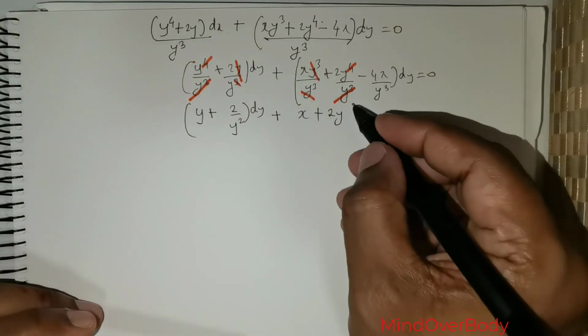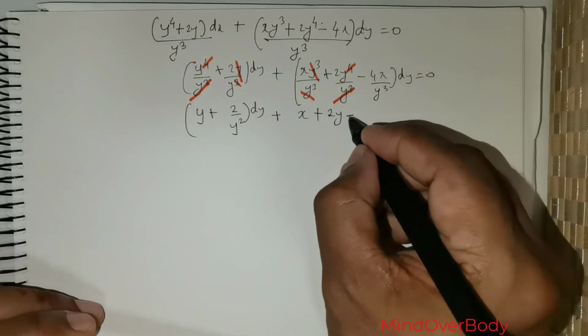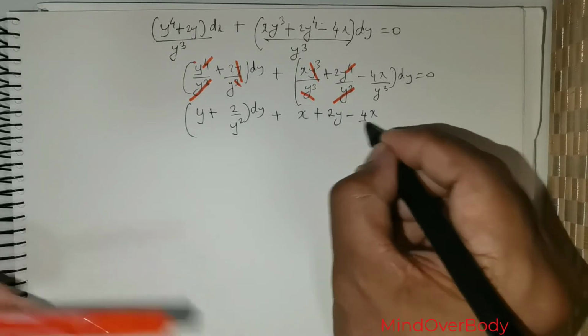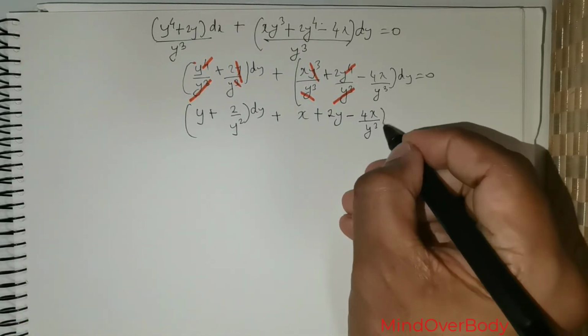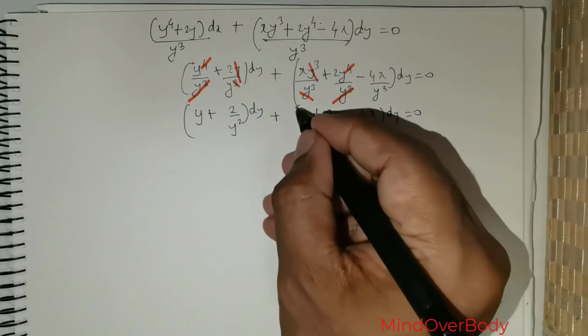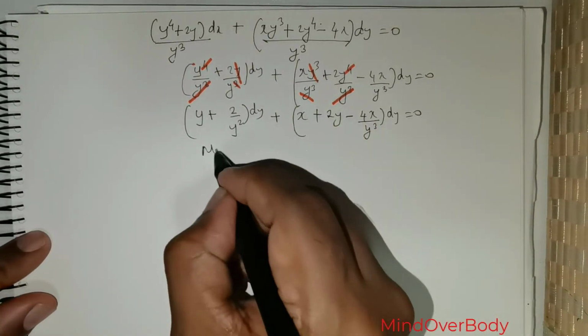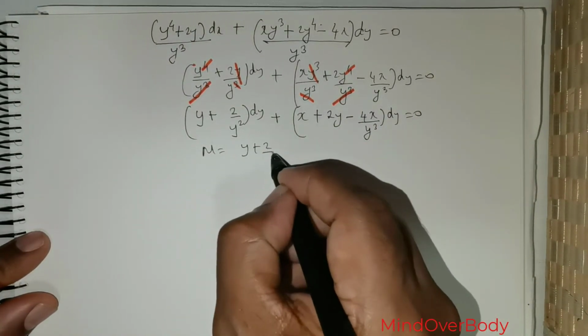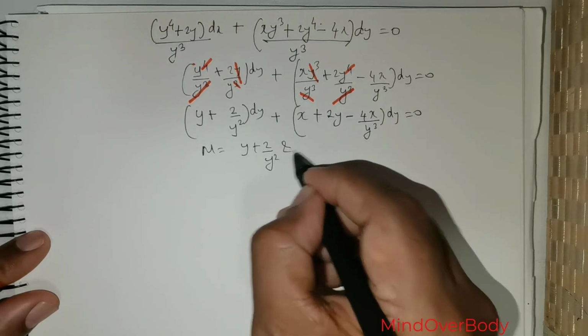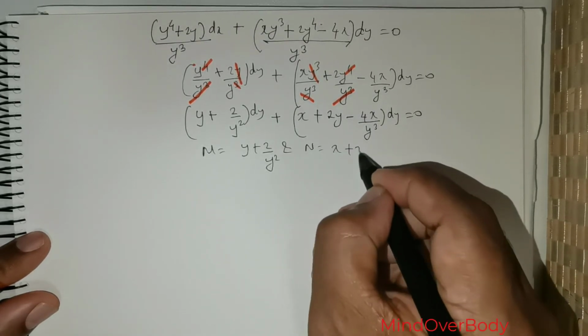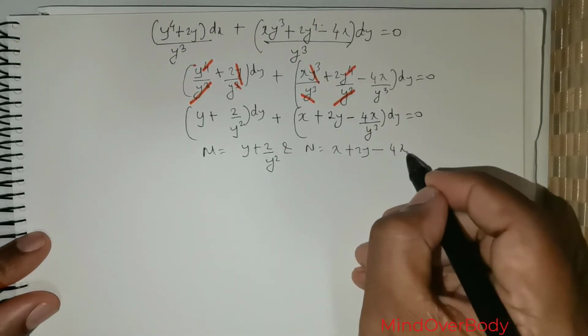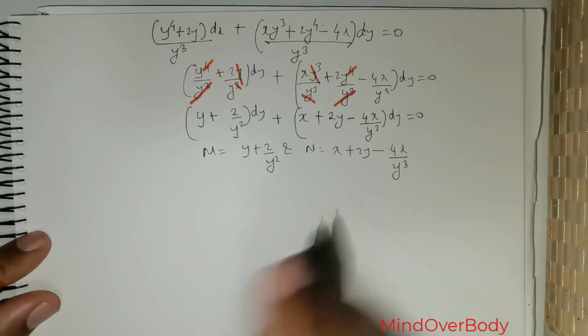So I got 2y, and we can't do anything about this, so it's going to be 4x over y cubed times dy is equal to 0. So clearly my M is y plus 2 over y squared, and my N is x plus 2y minus 4x divided by y cubed. This is what I've got.